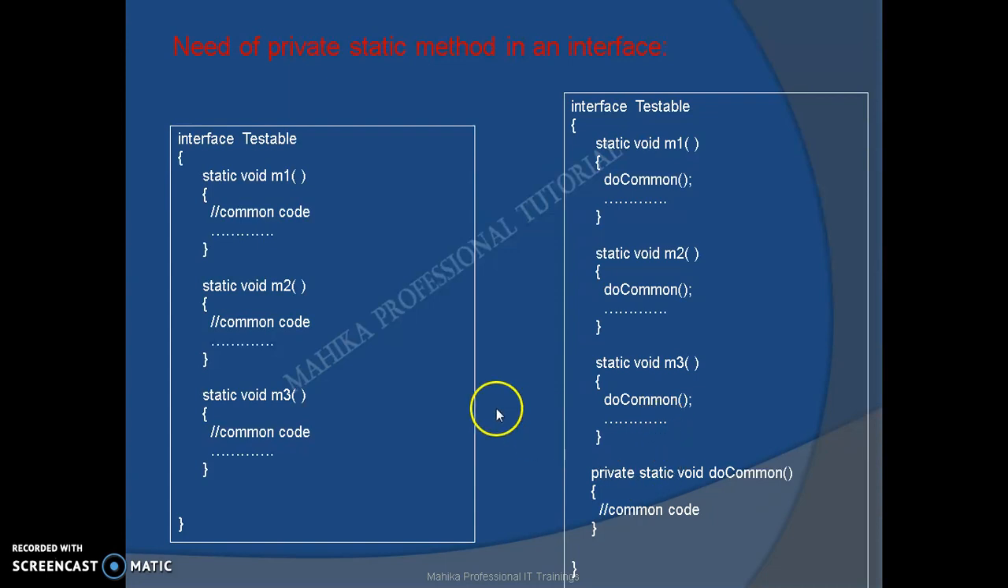Because we know that a static method can access only static members. So, to put the common code for these static methods, we will put a private static method which will perform the job which is common for these different static methods.